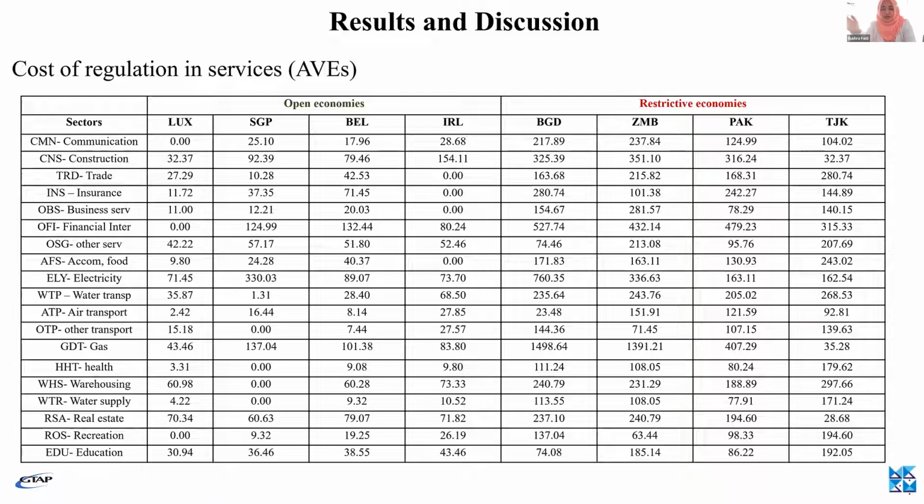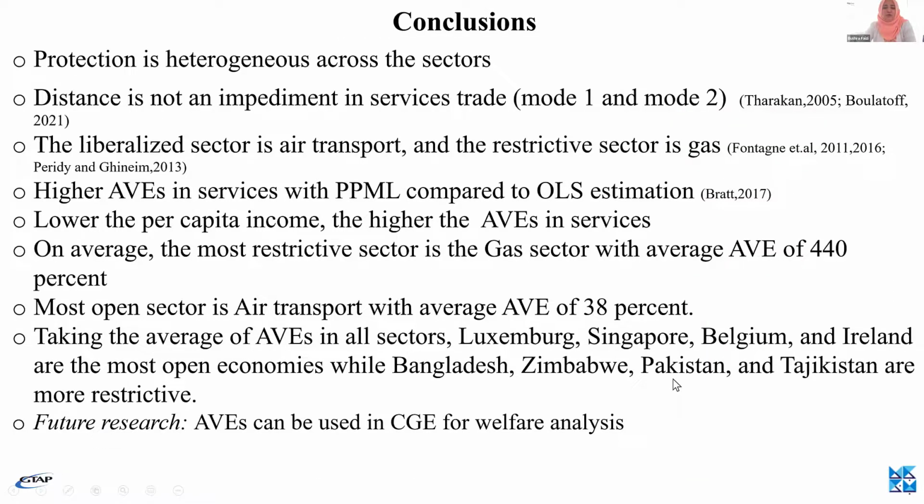So Luxembourg, Singapore, Belgium, and Ireland are open economies, and the developing economies Bangladesh, Zimbabwe, Pakistan, and Tajikistan are restrictive economies. Okay, so what we conclude from the discussion and analysis is that protection is heterogeneous across the sectors. Distance is no longer impeding mode 1 and mode 2 in our analysis, which is consistent with some of the studies talking about 2 or 3 sectors. The liberalized sector is air transport, and the restrictive one is gas, which is also consistent with the studies I just mentioned.